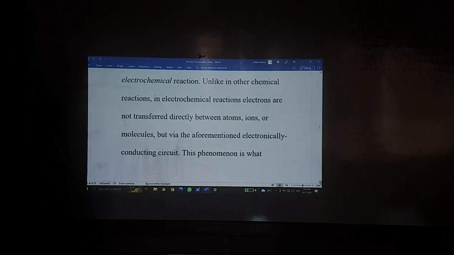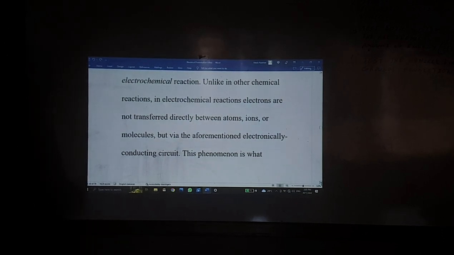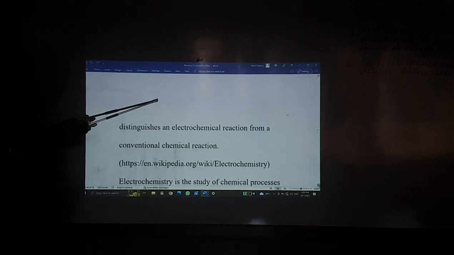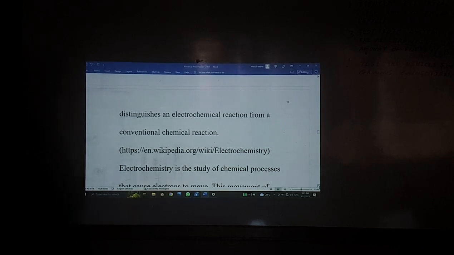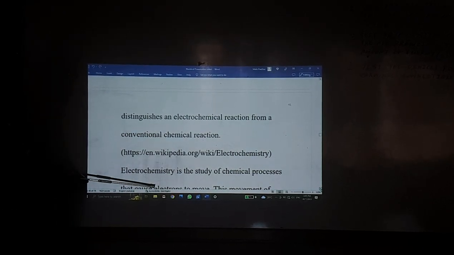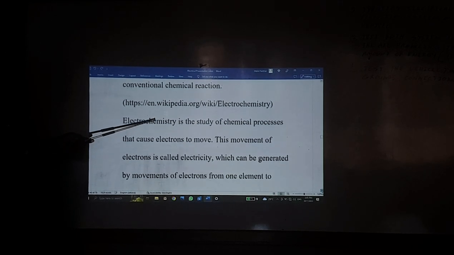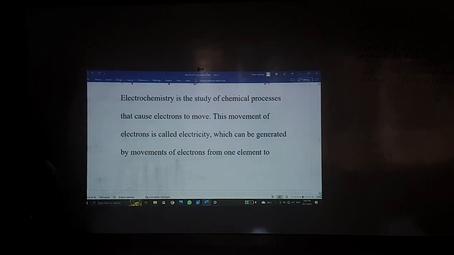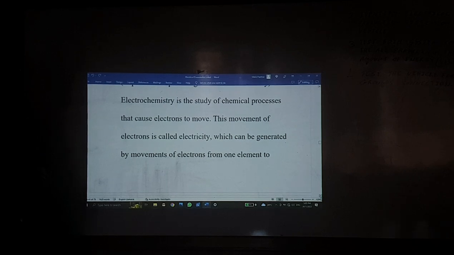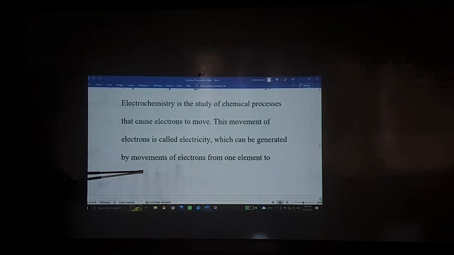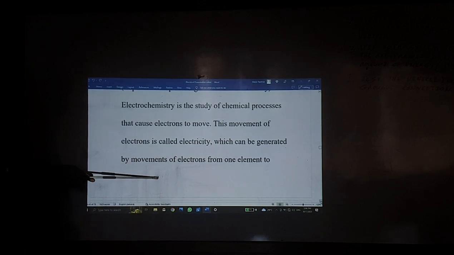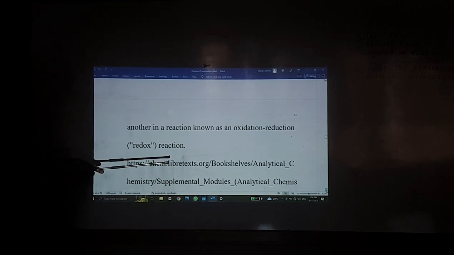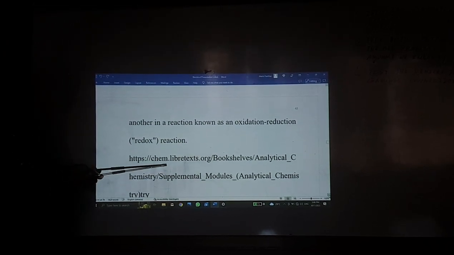via the aforementioned electrically conducting circuit. This phenomenon is what distinguishes electrochemical reaction from conventional chemical reaction. I'm sourcing this from Wikipedia as well. Electrochemistry is the study of chemical processes that cause electron flow. The movement of electrons is called electricity, which can be generated by moving an electron from one element to another in a reaction known as an oxidation reaction. Right, this is another website that has chemical reaction.